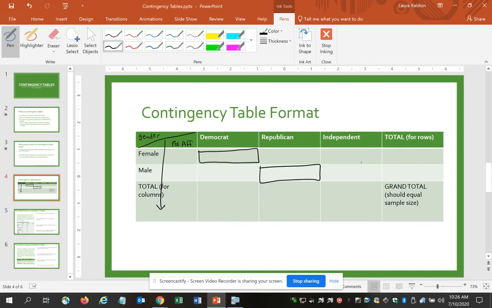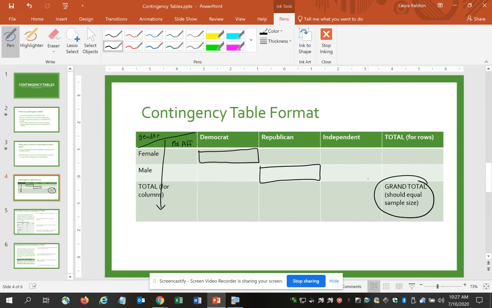And then your grand total, which is this last box over here in the corner, should always be equal to your sample size. And so that's a good way for you to double check that you didn't miss a data value, or maybe misadd or miscalculate something: your grand total should always equal the sample size.